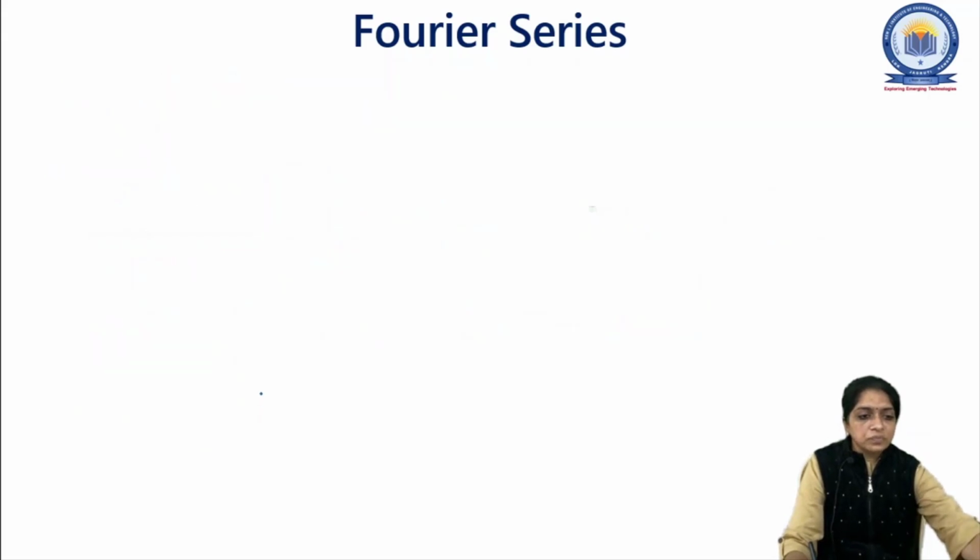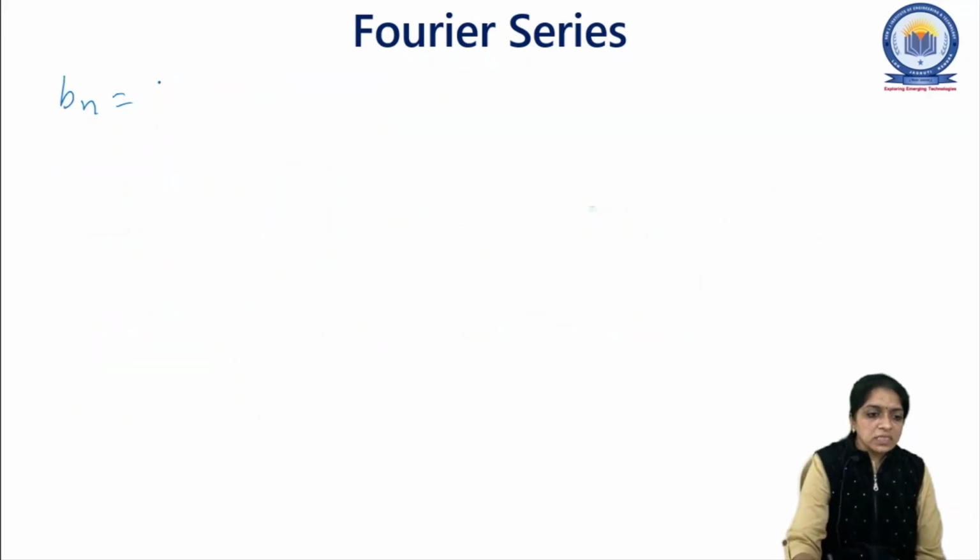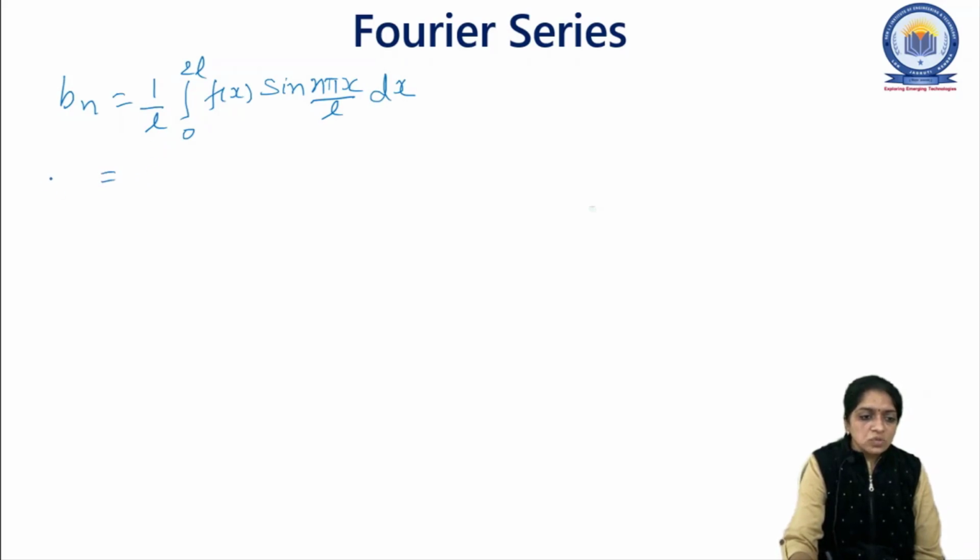So we'll move to bn. bn is equal to 1 by L integral from 0 to 2L of f(x) sin(n pi x by L) dx. As you know, L is 1, so 1 by L, keep it the same, and the integral from 0 to 2 of f(x), which is 4 minus x square, times sin(n pi x), L is 1, into dx.